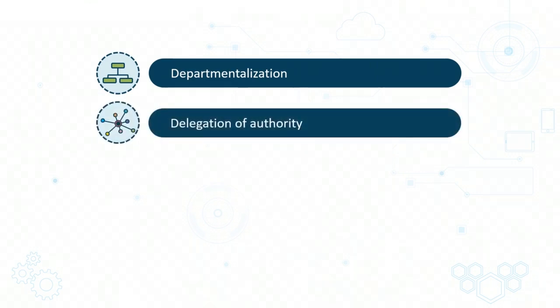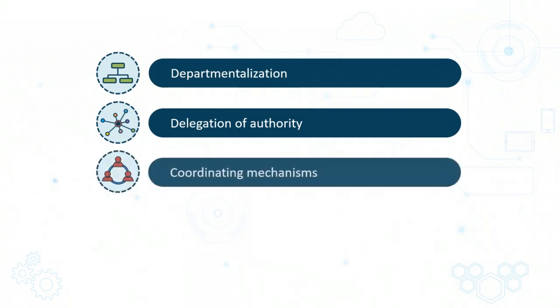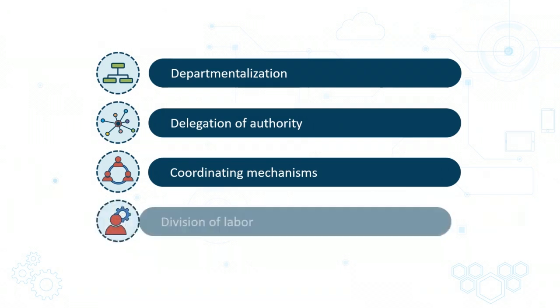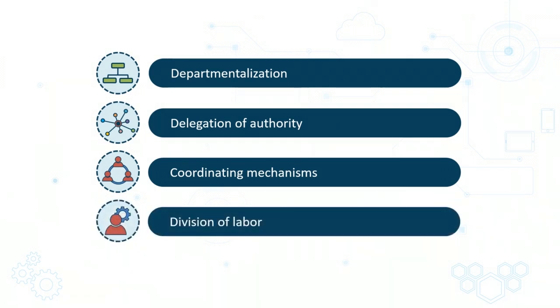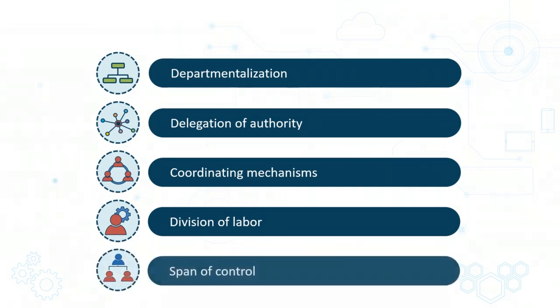Departmentalization is how work is coordinated. Delegation of authority is where decision-making takes place. Coordinating mechanisms organizes the activities of the employees or units. Division of labor is a degree of specialization of task. And span of control is a number of employees each manager is responsible for.